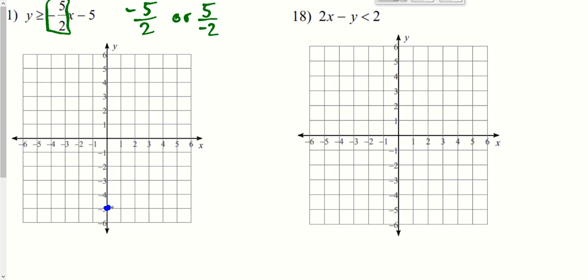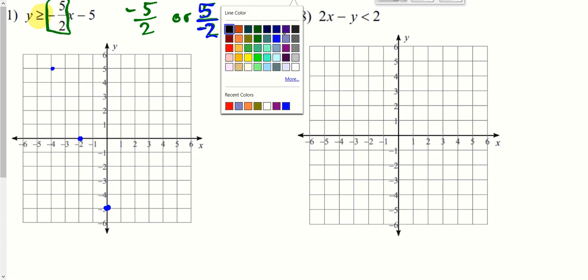Now, I'm not going to do the down 5 over 2 because I'd be off my graph. I'm going to use the up 5 over 2. Now, you'll notice that in our original problem, it's a greater than or equal to, so that means we need to draw in a solid line here. So let's go ahead and draw in a solid line.